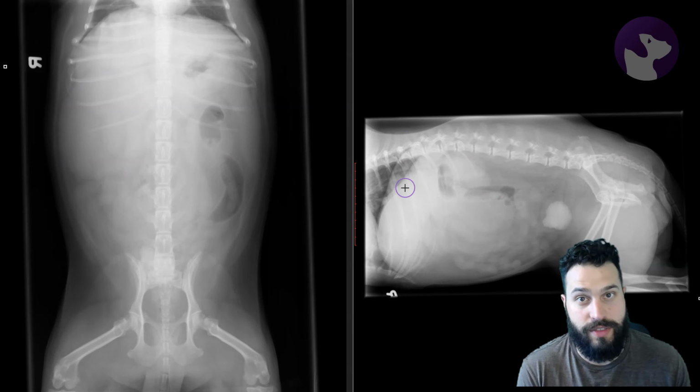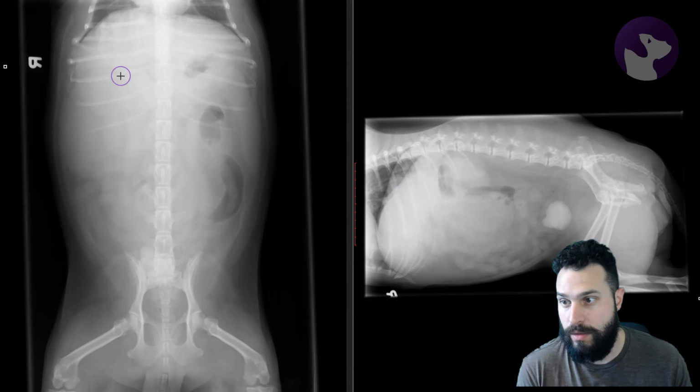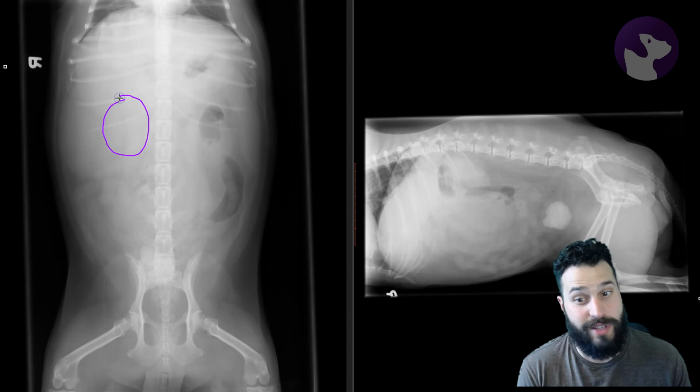sorts of things can live in that region. Well, we could have a renal mass in this location. However, we can see the kidney separately from this in this projection. So it's not that. It's also living a little bit too far ventrally in the lateral projection to be our kidneys, which live up here. So that kind of rules that out. What else can live there?